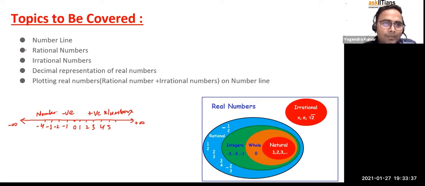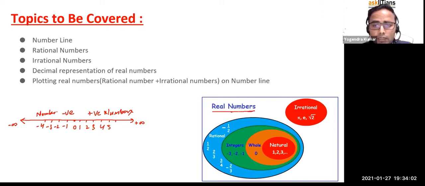Next we are going to see rational numbers, irrational numbers, then their decimals. But by the way, what are real numbers actually? I think we can start right away. Whatever numbers we talk about, whatever numbers we study in maths, and so far whatever numbers you have studied, those are all real numbers.